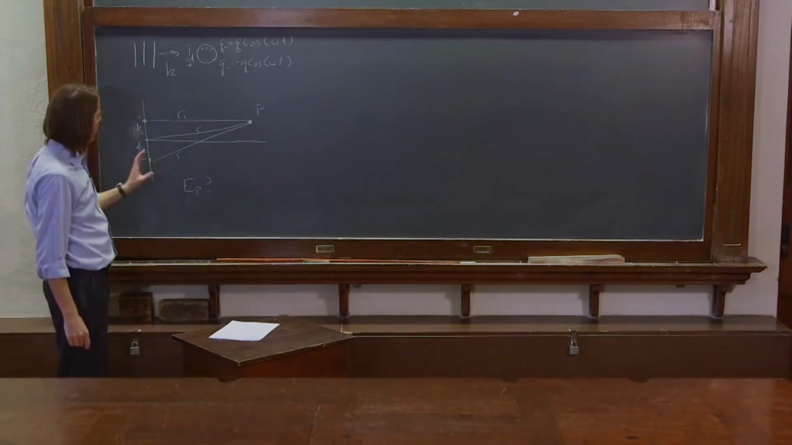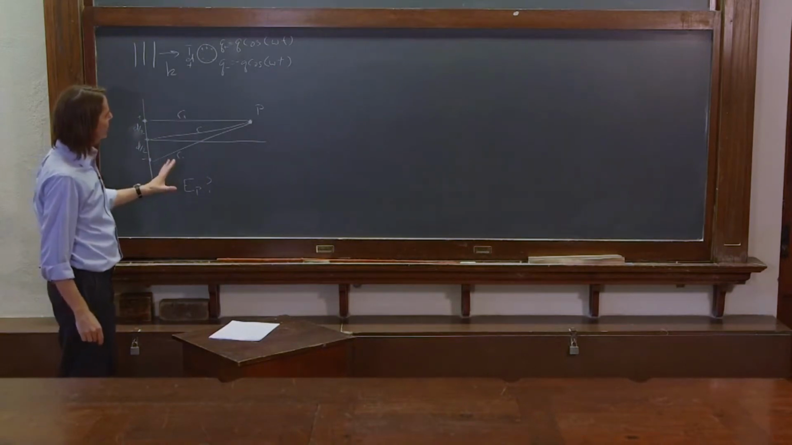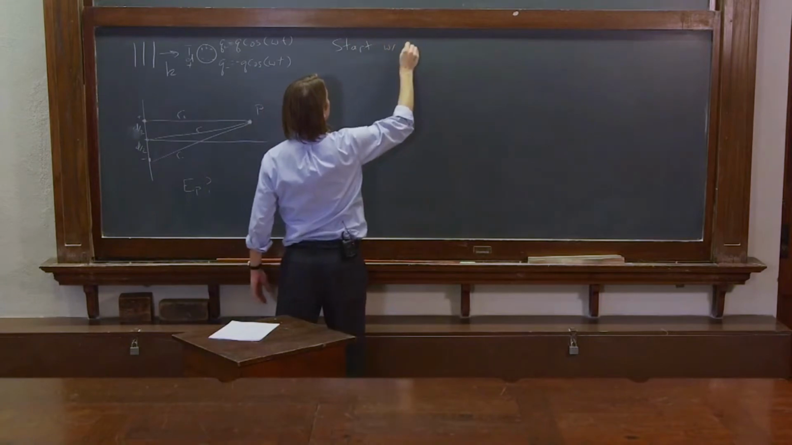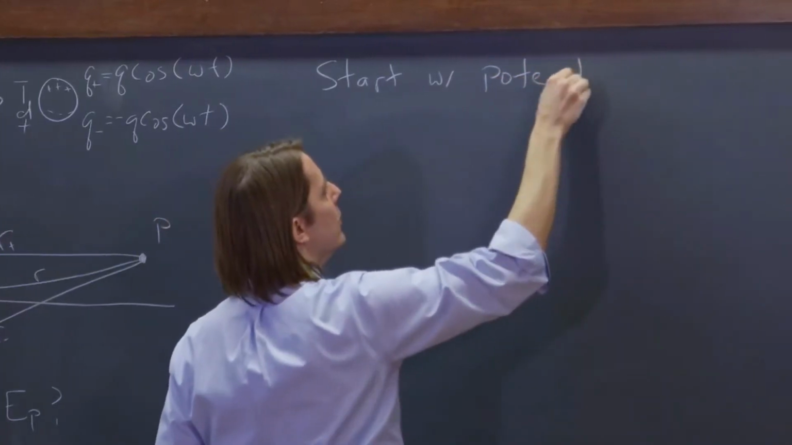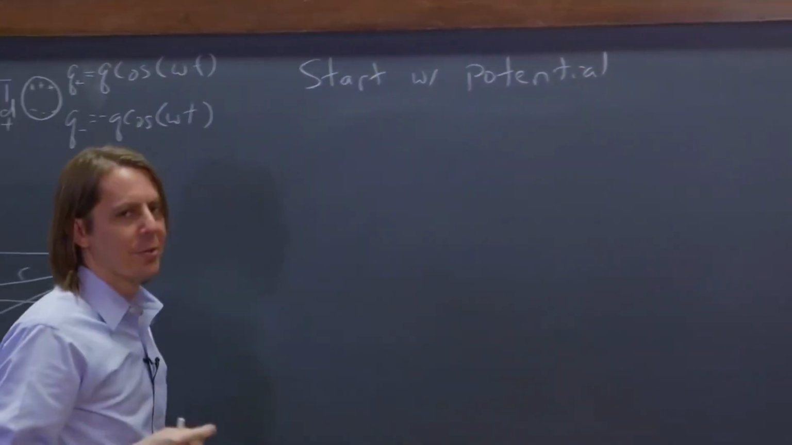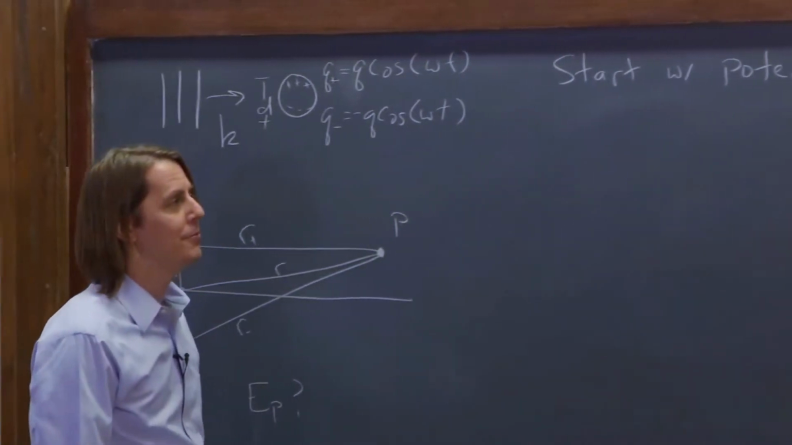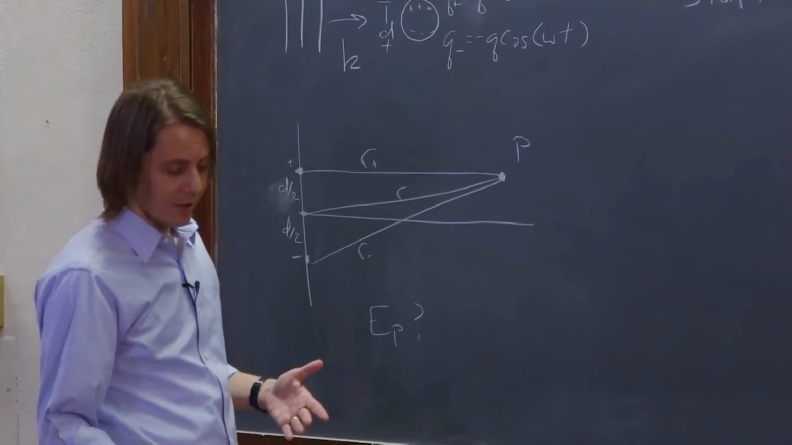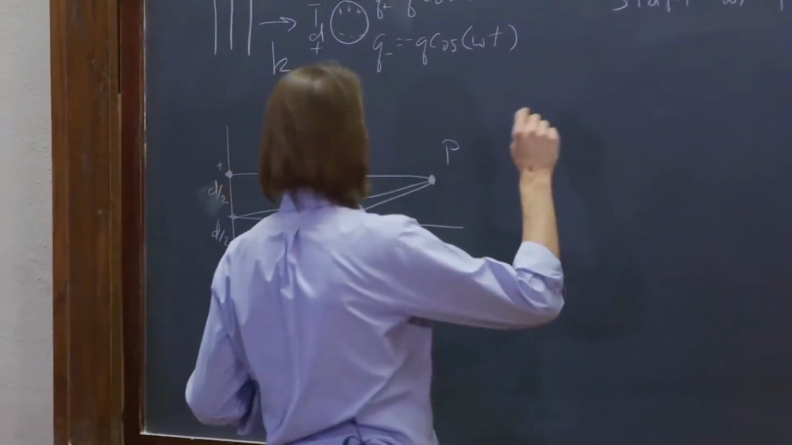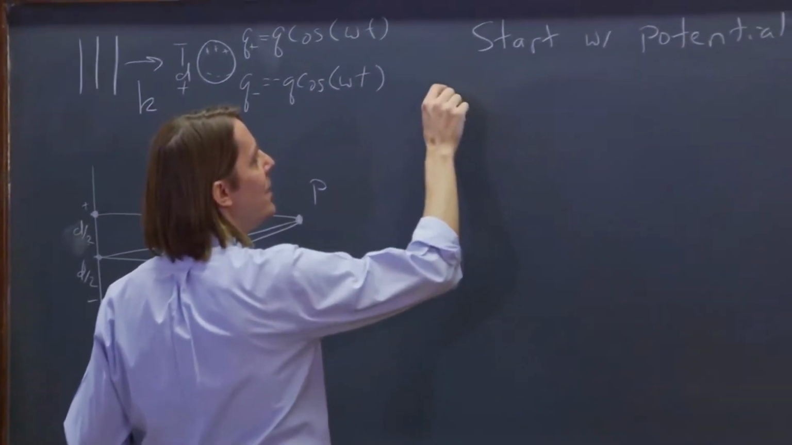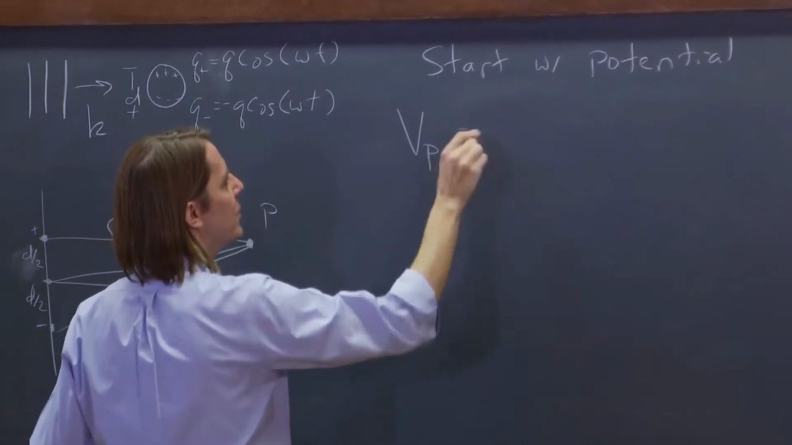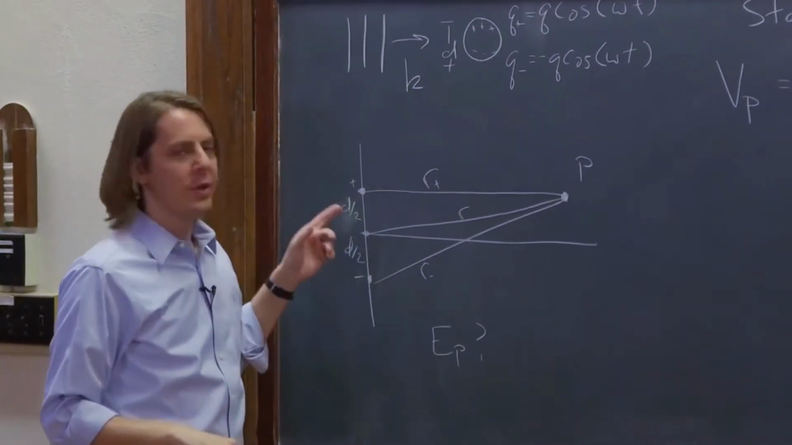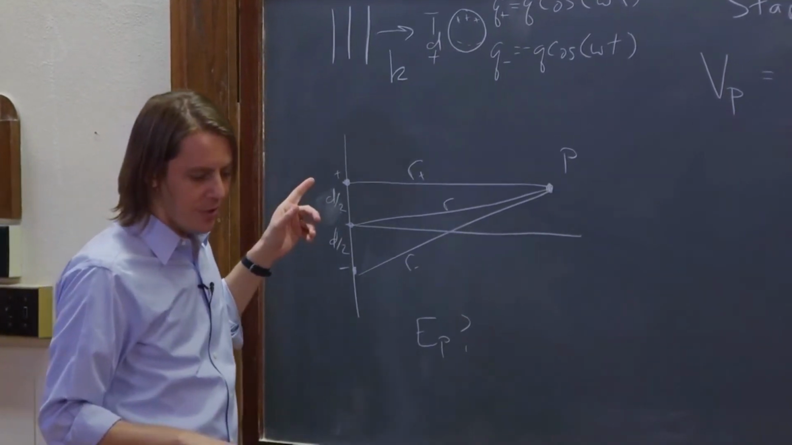Let's see. So we want to calculate E of P, but what you want to do is start with potential. It's very complicated to do this completely with fields. You might as well put off the field as long as you can. So at first we'll write the potential, and then we'll take its gradient to get the field. Okay, so we don't really want to get E at point P. We want to get the potential V at point P. Well, we can treat these as point charges very nicely.